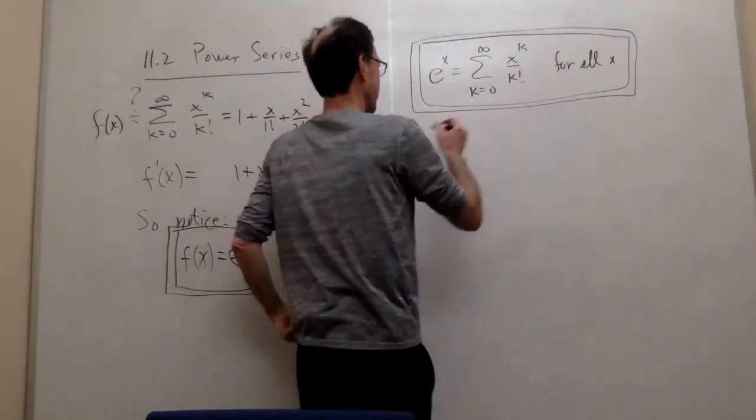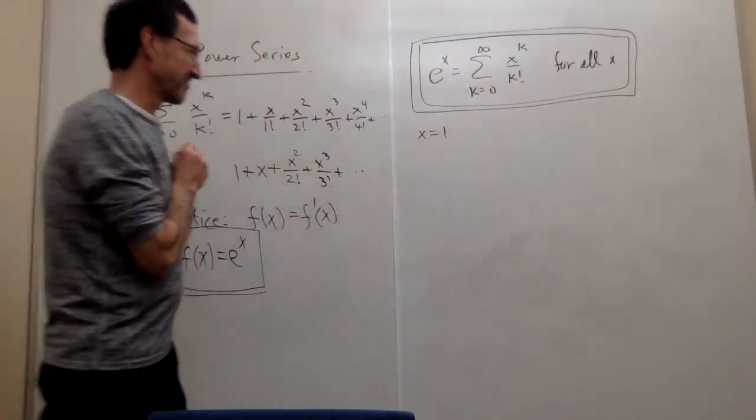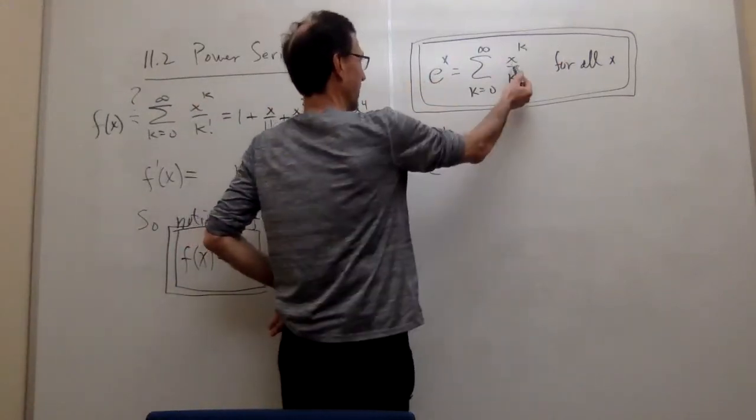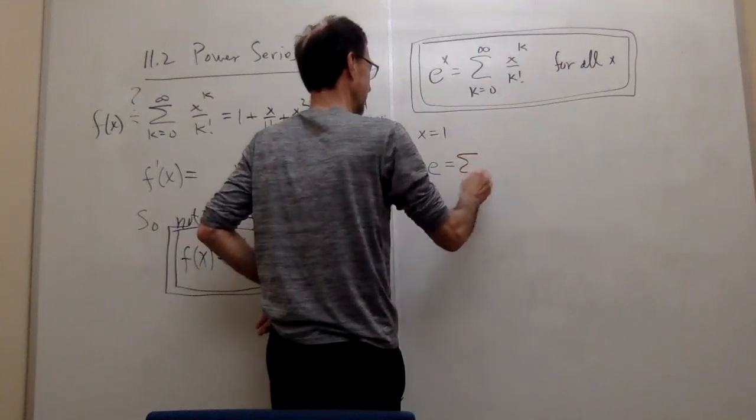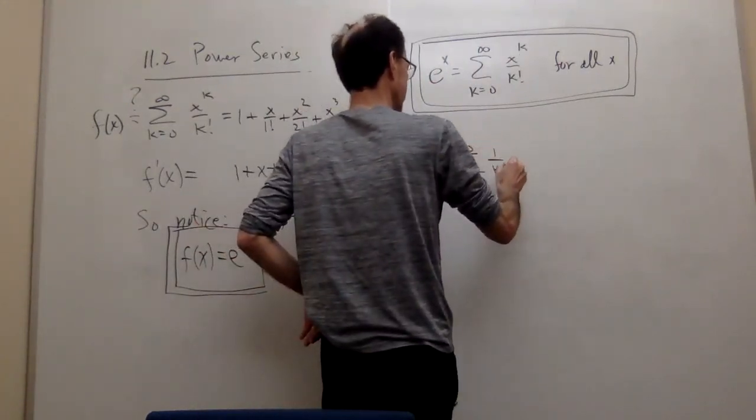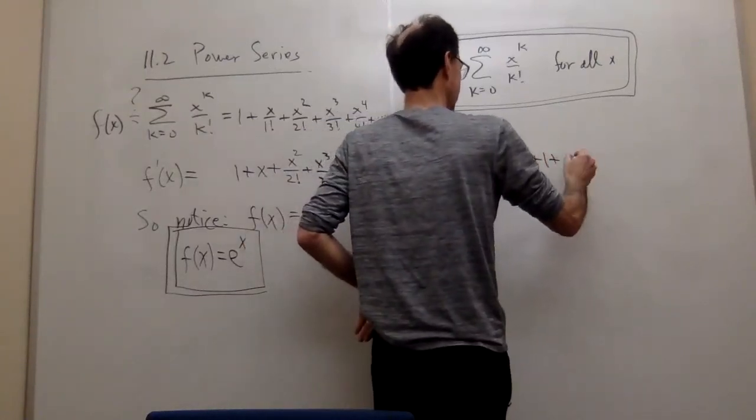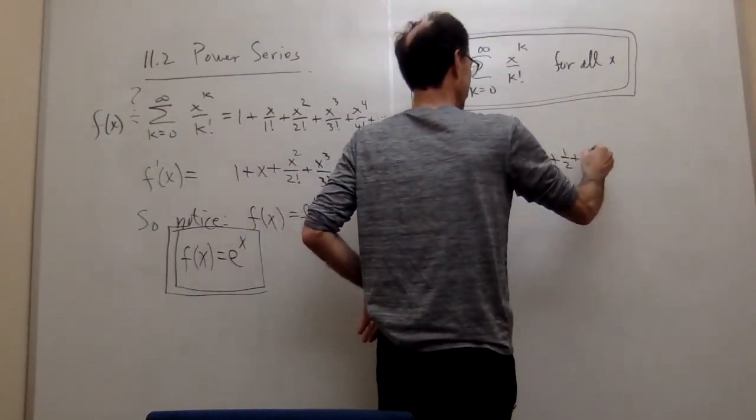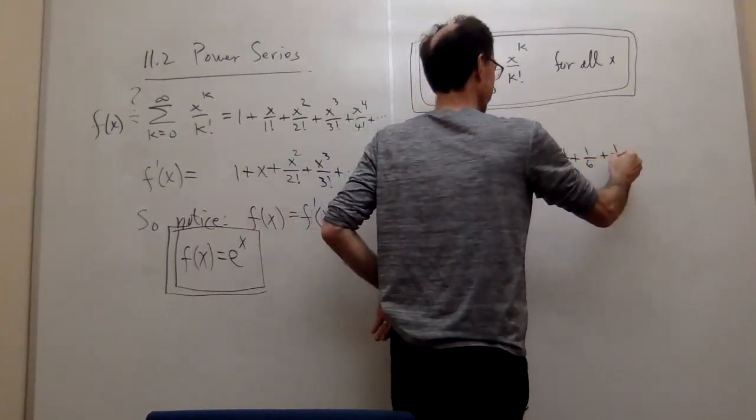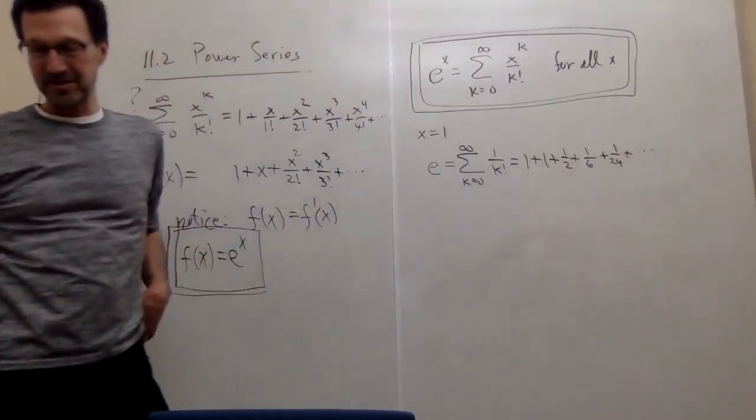Now, since it converges for all x, let's plug in one particular. What happens if we plug in 1? On the left, we get e. On the right, we get, well, 1 to the k is just 1. So we get summation k equals 0 to infinity, 1 over k factorial, which is equal to 1 plus 1 plus 1/2 plus 1/6. 3 factorial is 6 plus 1/24, and so on. It absolutely converges to the number e.